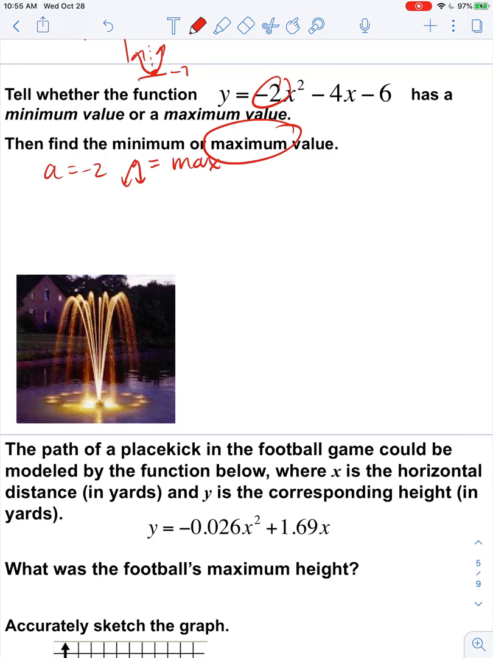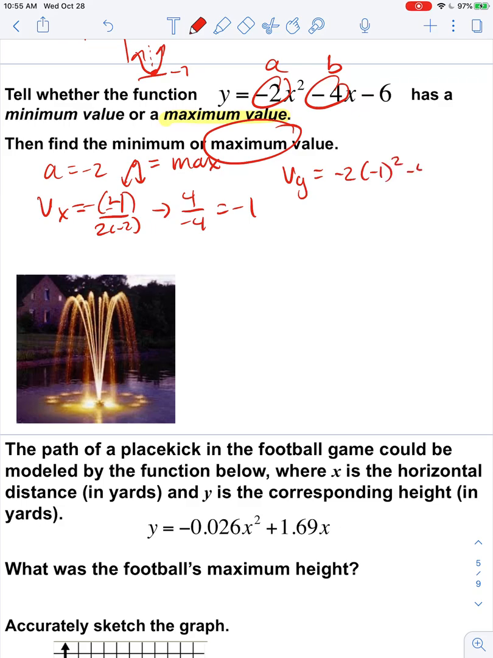So this one's going to have a max. It doesn't matter whether it's min or max. I'm still looking for the y coordinate, which I can't get to until I find the opposite of b over 2 times a, so that's this. Not interested in that number, however, except to plug it in.